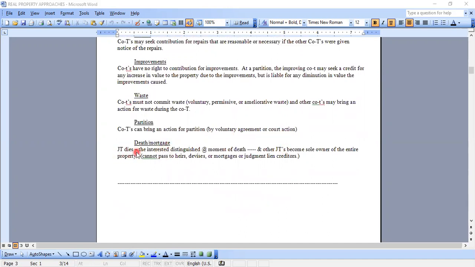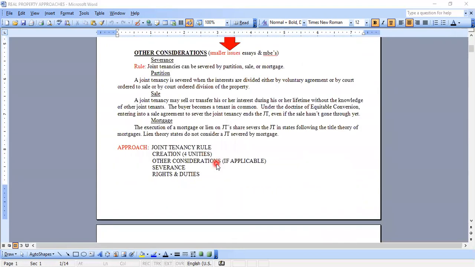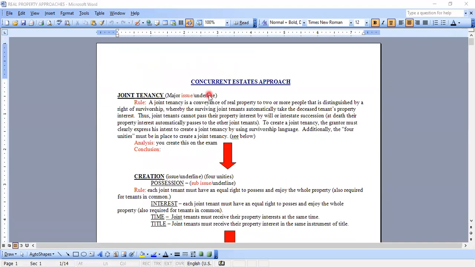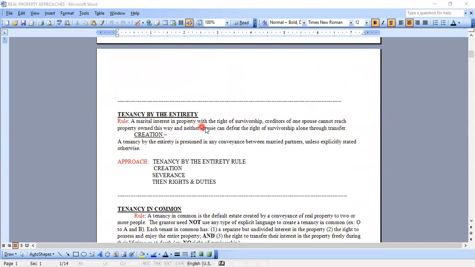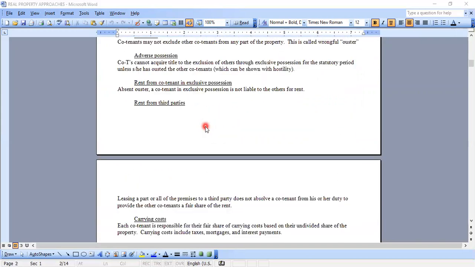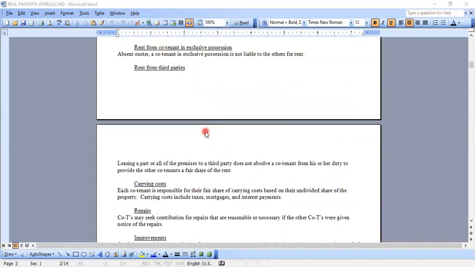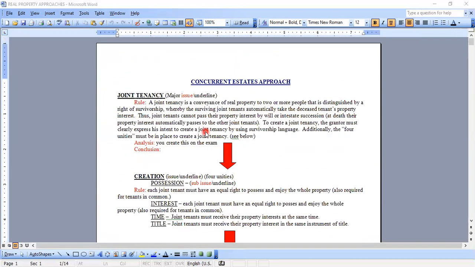Death or mortgage. When the JT dies, the interest is extinguished at the moment of death. It's gone. The other JTs become sole owner of the entire property. The deceased cannot pass this to heirs, devisees, mortgagees, or judgment lien creditors. Very important there too. So that's how we would write up our concurrent estates approach for JT. Tenancy by the entirety, tenancy in common, tenants' rights and duties. So that's just a quick overview. This helps you with MBEs and essays.